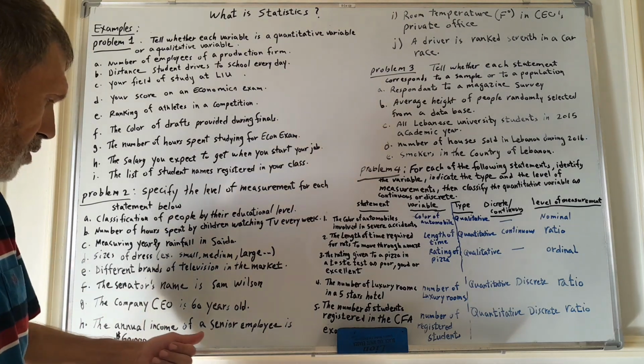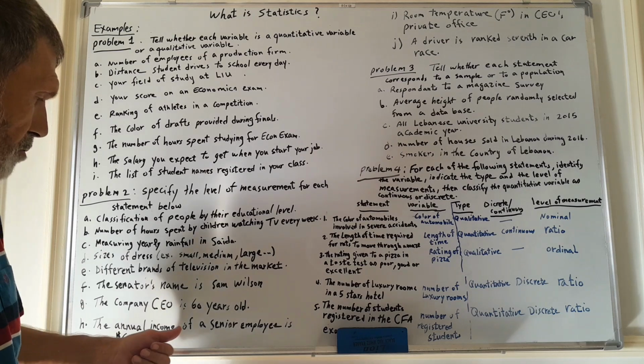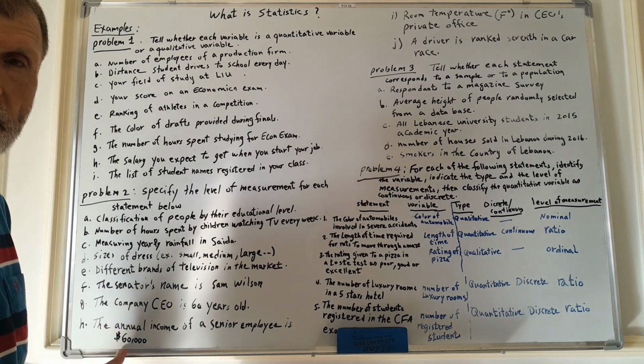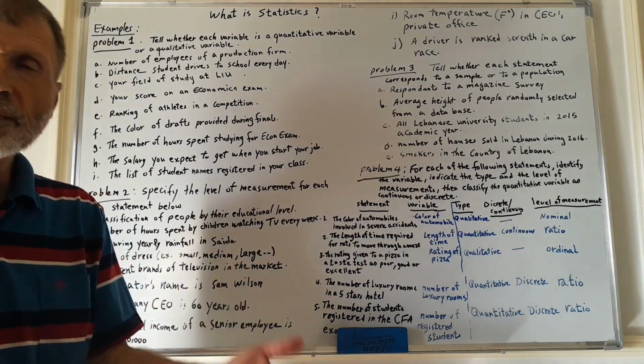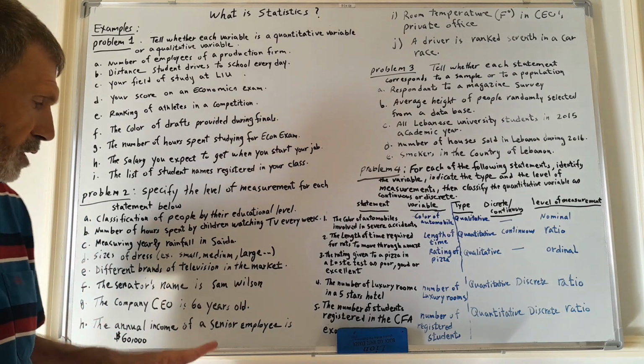The annual income of a senior employee is $60,000. The annual income of another senior employee is $120,000. So we could talk about a ratio between $120,000 and $60,000, and the ratio is 2 to 1. So it is a ratio.